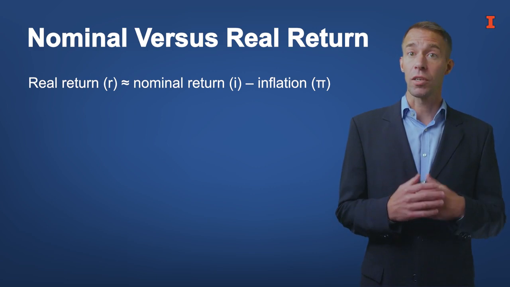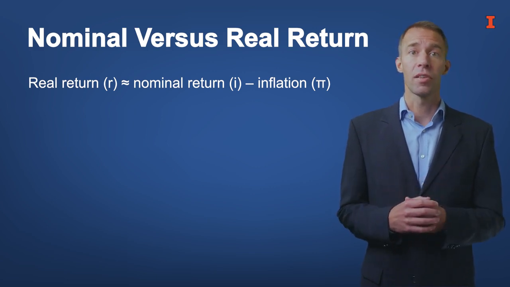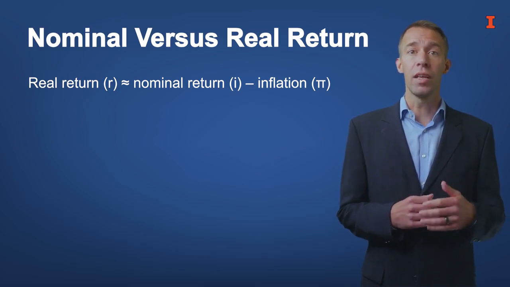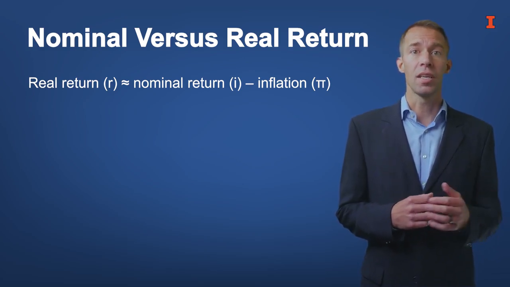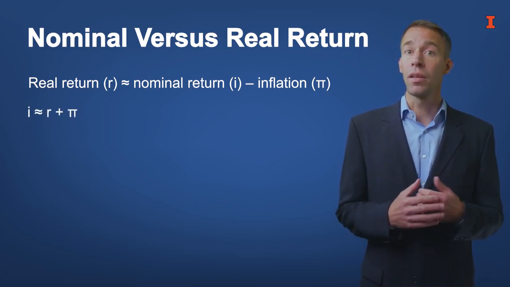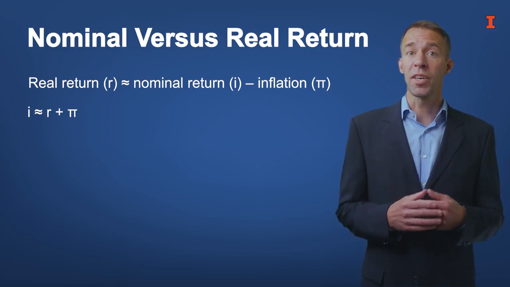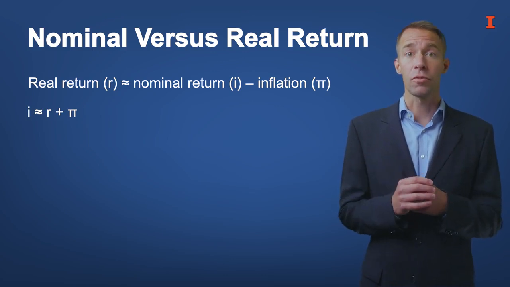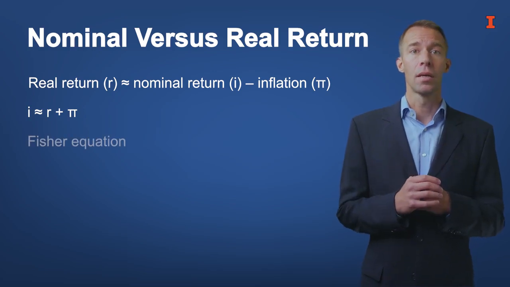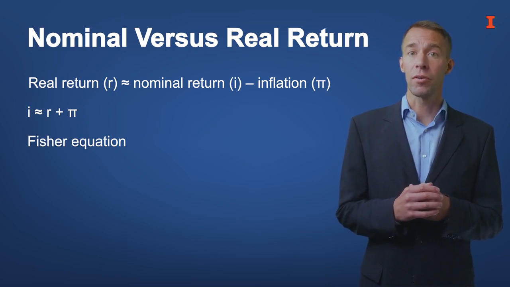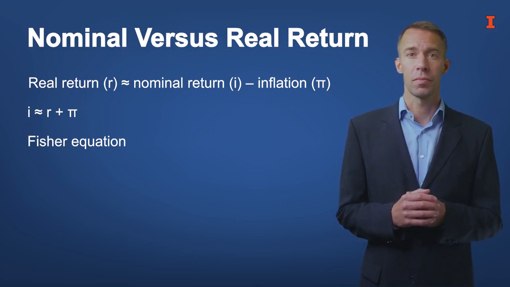This example shows that nominal and real interest rates are linked by inflation. In general, the real interest rate approximately equals the nominal interest rate minus inflation. This is often written with the nominal interest rate I roughly equal to the real interest rate R plus inflation pi. This is called the Fisher equation. It is named after the American economist Irving Fisher.